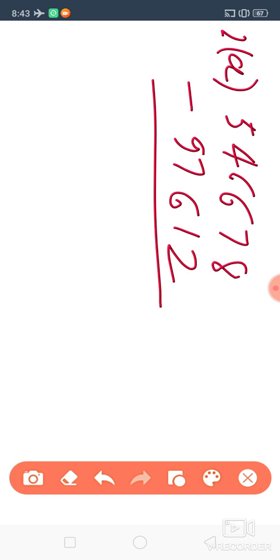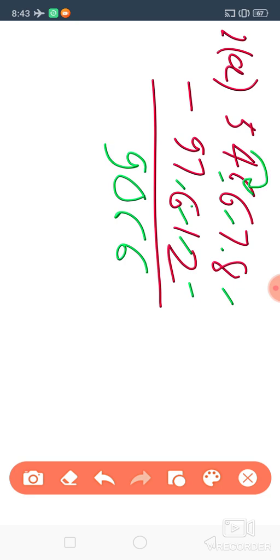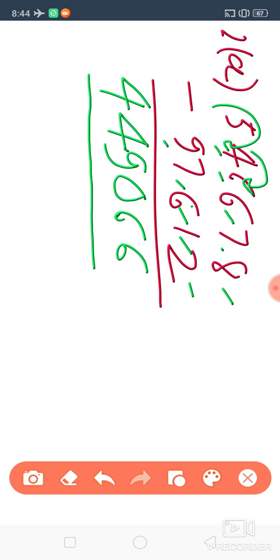Now you subtract. 8 minus 2, how much will you get? 6. Then 7 minus 1, how much will you get? 6. Then 6 minus 6, how much will you get? 0. Then 6 minus 7, we cannot subtract, so we'll borrow. It will become 16. 16 minus 7 will get 9. Then here 3 will be left. From 3 we cannot subtract 9, so again we'll borrow. So 13 minus 9 will get 4, and here it is borrowed, so here how much will we get? 44906. Okay, this much answer we have got.